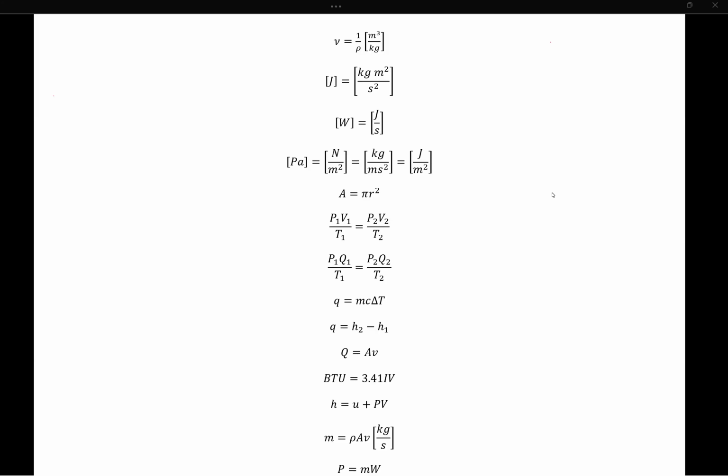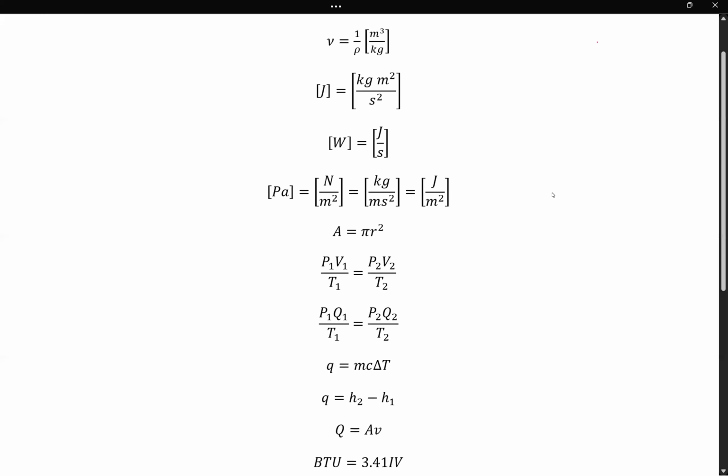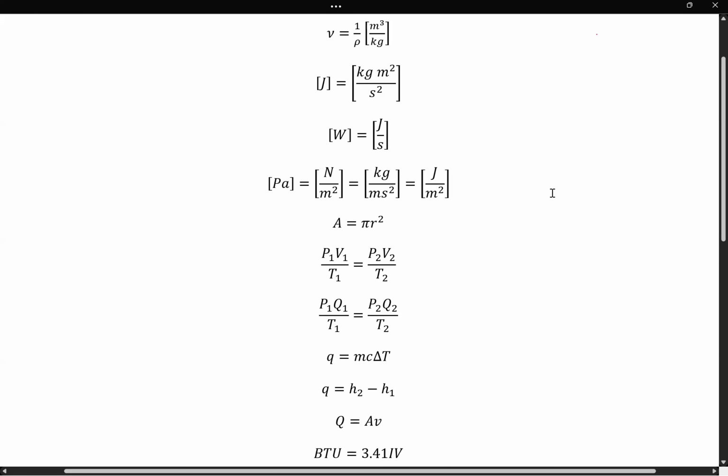I received a question asking me to go through this set of equations and give some insight on what they mean. This first one is usually written like this, and it's the inverse of density. It's 1 over mass density.